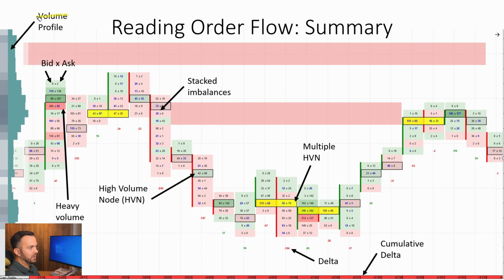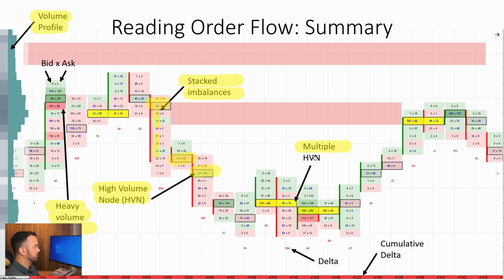So you should keep track of the volume profile, where the heaviest volumes are, and what the important areas in the chart are. You should also keep track of the heavy volume clusters. Also, you should look for high volume nodes like this one, this one, this one. Then you should look for stacked imbalances like those or those.